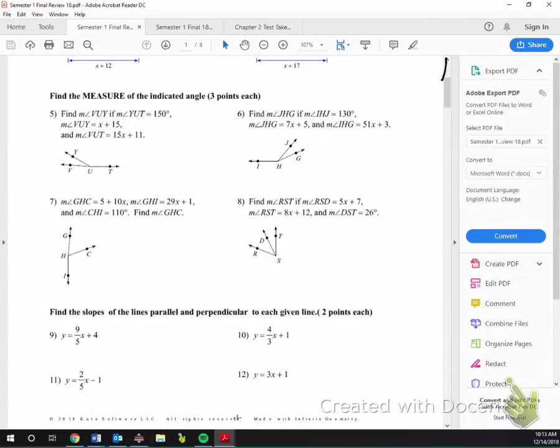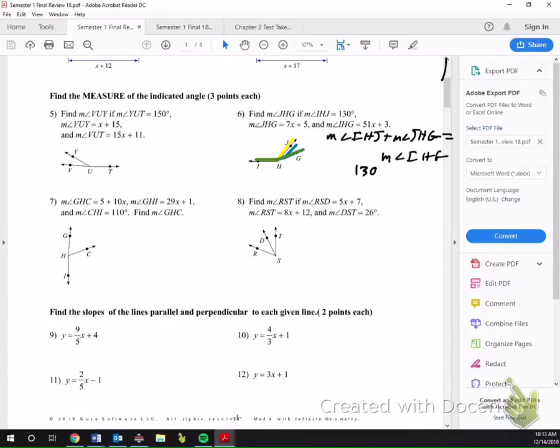Okay. So, we have the measure of IHJ. That's this angle right here, plus the measure of JHG. That is this angle right here, equals the measure of IHG. That's this angle right here. Again, yellow and blue make green.